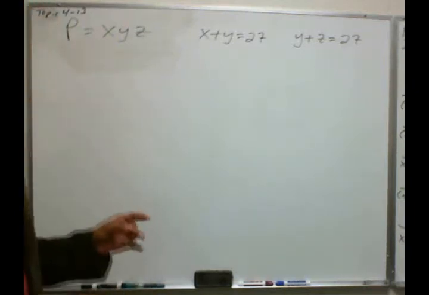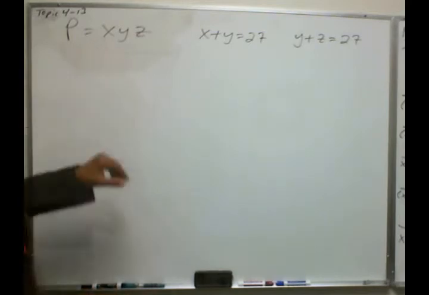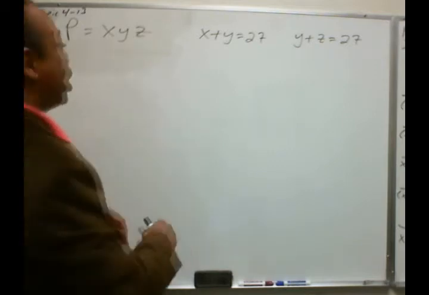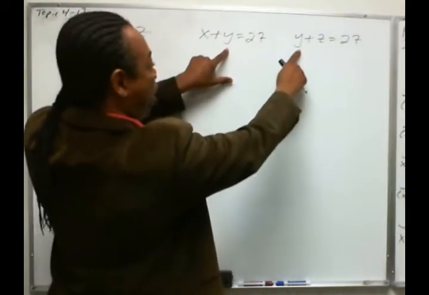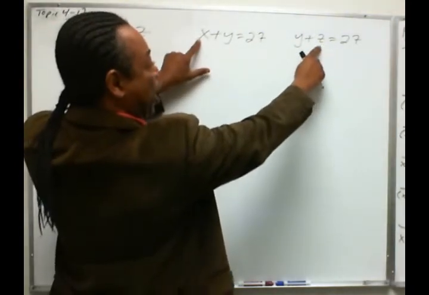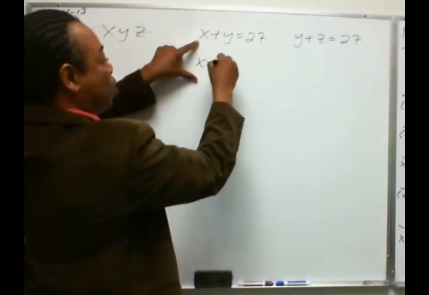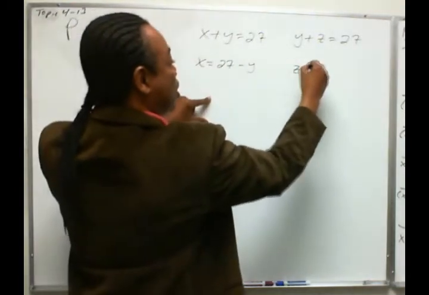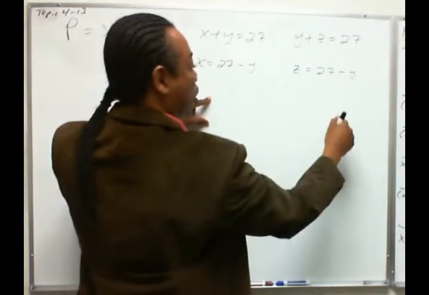This is topic number 4, problem number 13 from homework. We want to maximize or optimize this problem, and I'm going to solve for, let's see, we have a common variable y, so I'm going to solve for z and x here. So this implies x equals 27 minus y, and this implies that z equals 27 minus y as well.